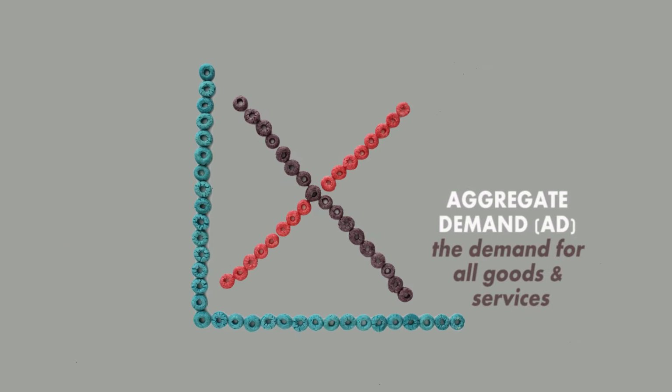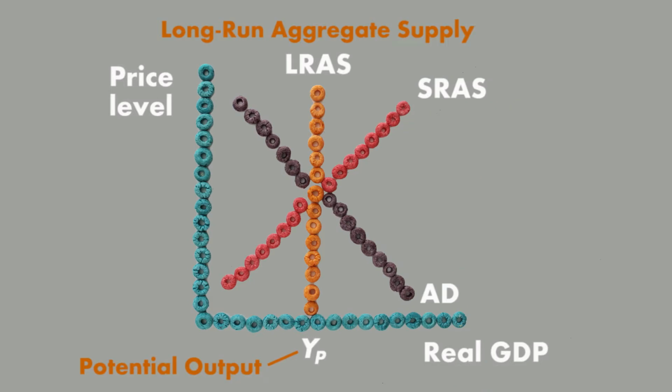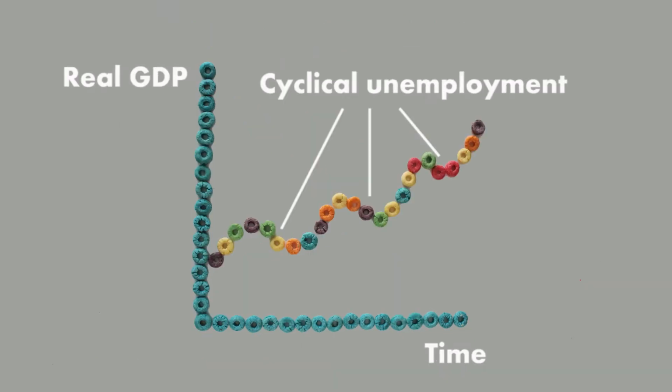Remember that the aggregate demand and aggregate supply curves show the demand and supply of all of the goods and services produced in an economy. The vertical axis measures the overall price level in the economy, and the horizontal axis measures real gross domestic product, which is the output of the economy. The long-run aggregate supply curve is vertical at the potential output level, or full employment output level, which is the output level achieved when there is no cyclical unemployment. That is, when there is no unemployment caused by a downturn in the business cycle.